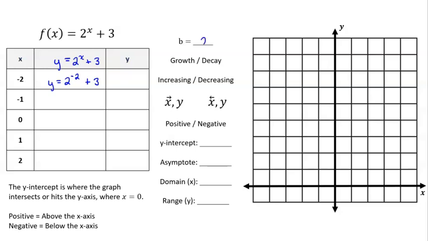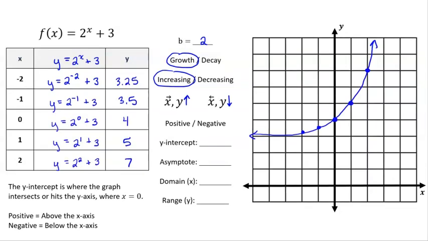B is still going to be 2, and so that's going to be growth. If it's growing, that means it's increasing. As we go to the right, y is increasing. As we go to the left, y is going to be decreasing. And then go ahead and fill out the rest of your table and go ahead and graph.